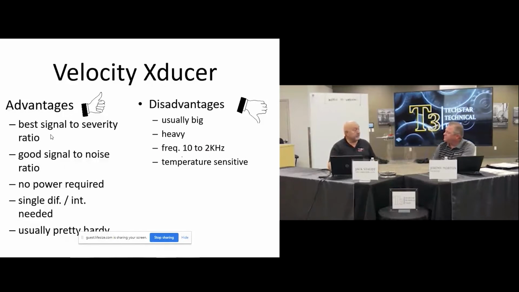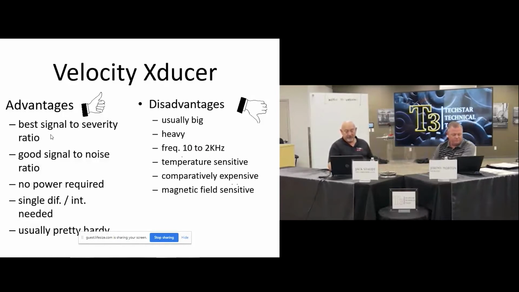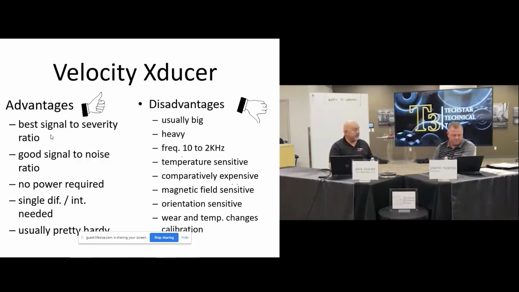They're temperature sensitive, because thermal expansion in the unit itself would change the calibration. And they're very expensive, roughly $2,500 for one compared to $99 for an accelerometer, just roughly throwing it out there for what you can get price-wise. They also have magnetic field sensitivity and are orientation sensitive. So on a horizontal mount, you'd get a sag between the springs. Wear and temperature change knock the calibration out.